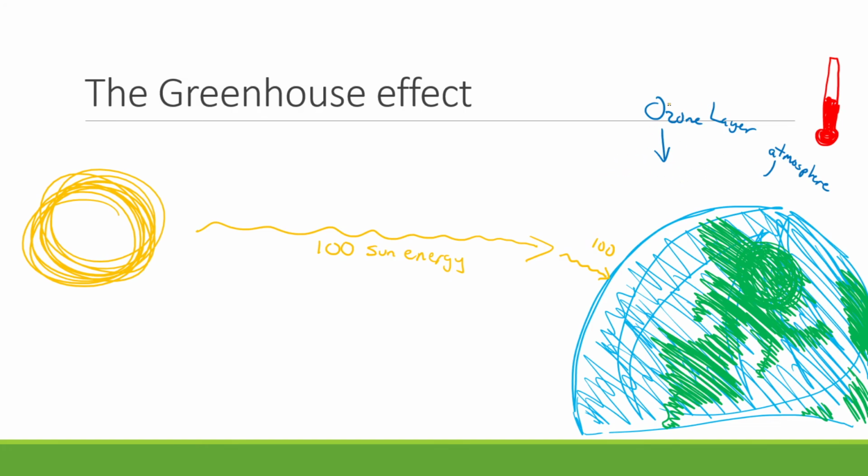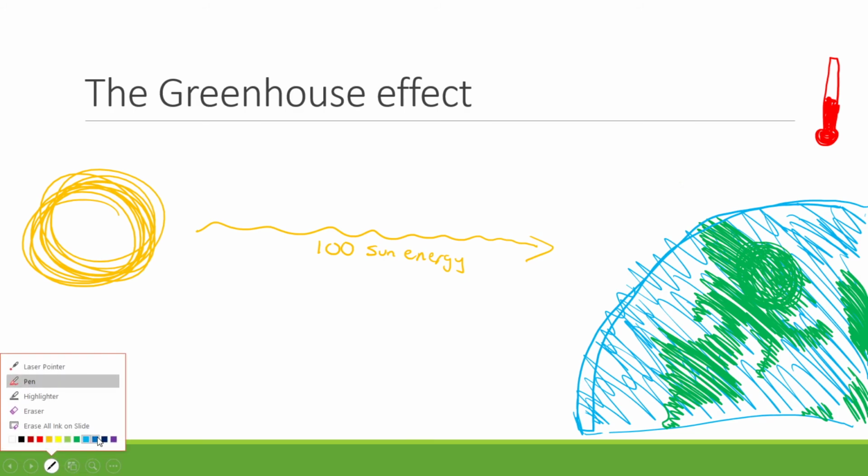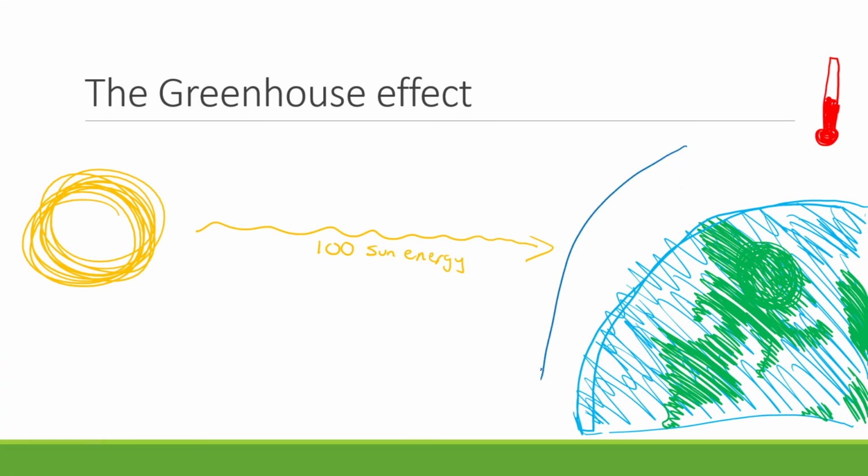On top of that, we have the greenhouse gases. The greenhouse gases are our carbon dioxide. Those are our carbon dioxide and other gases from pollutants and such that fill the atmosphere. And so my atmosphere is full of CO2.